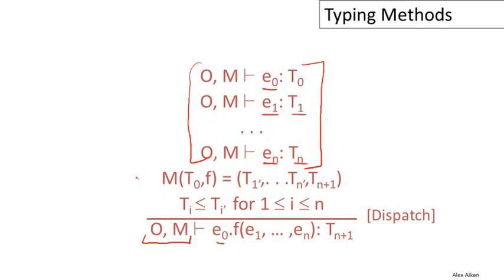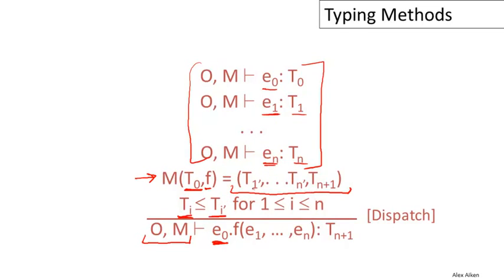And then we look up the type of f in the class T0. So what class are we dispatching to? Well, that's going to be the class of E0. And so where do we look up f in our environment? Well, there had better be a method called f defined in class T0, and it must have some signature with the right number of arguments. And then the actual arguments that we're passing, E1 through En, their types have to be subtypes of the declared formal parameters.